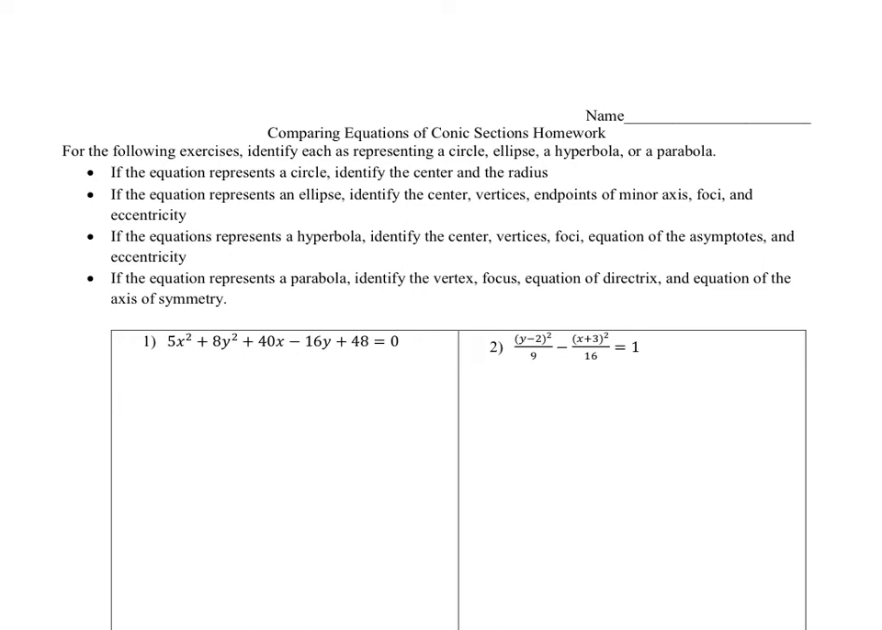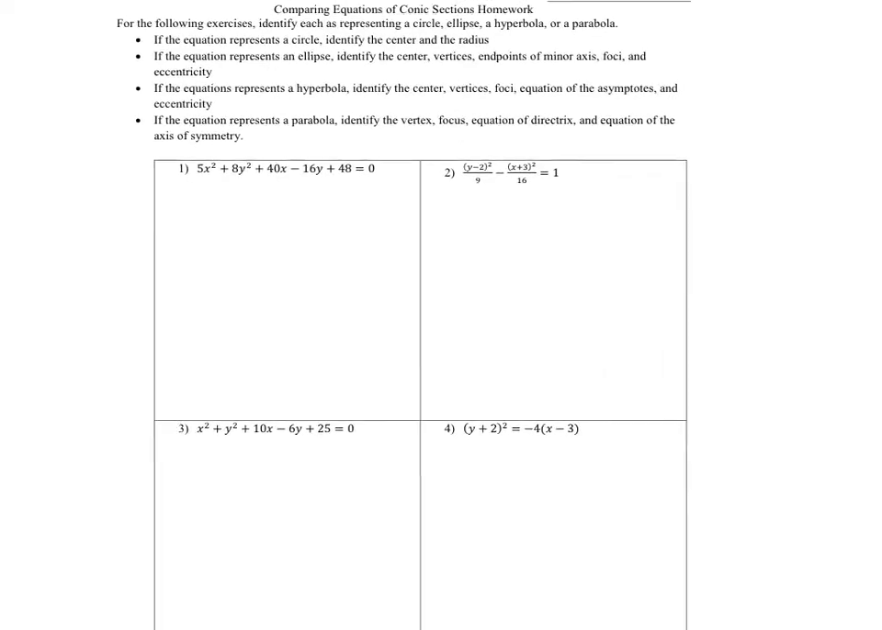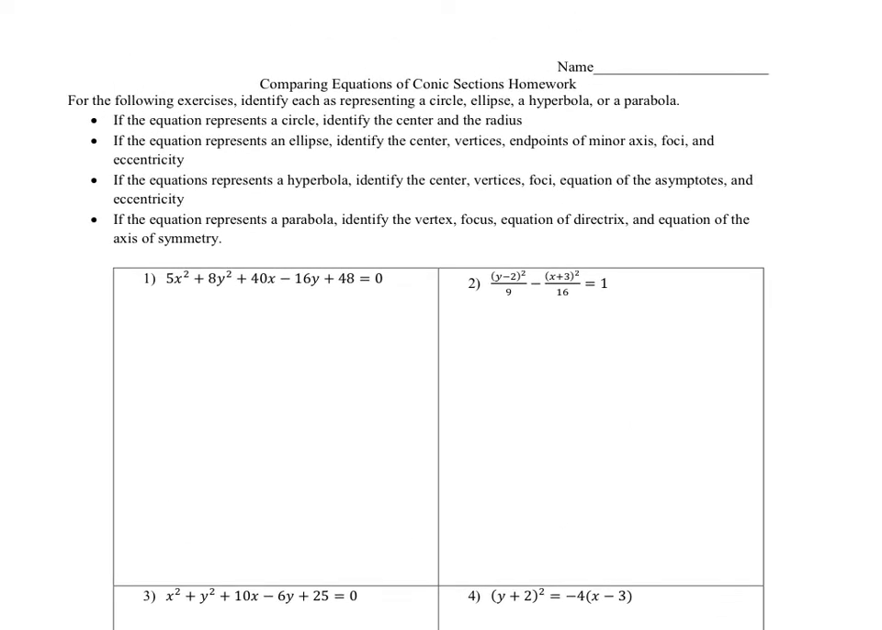Okay, we're going to look at putting together all the conics now. And so these questions on this page, they don't say what the actual graph is, and we're just kind of combining all the conics together. So part of your goal is to figure out which ones are which. So you're going to identify as a circle, an ellipse, a hyperbola, or a parabola.